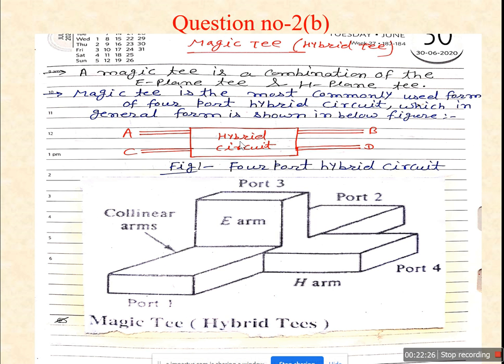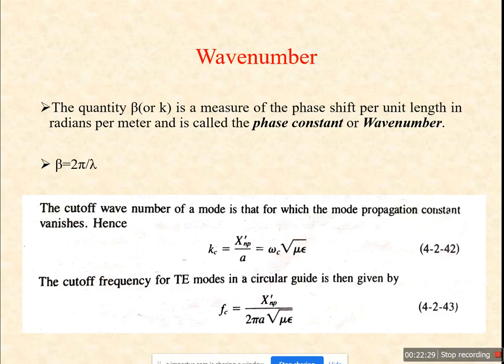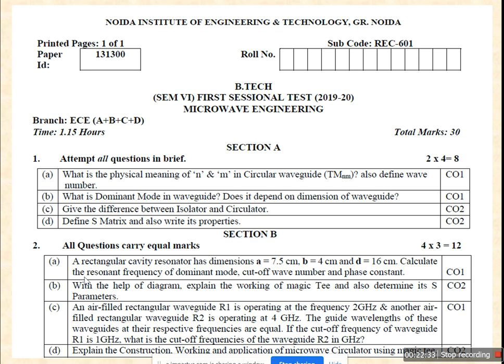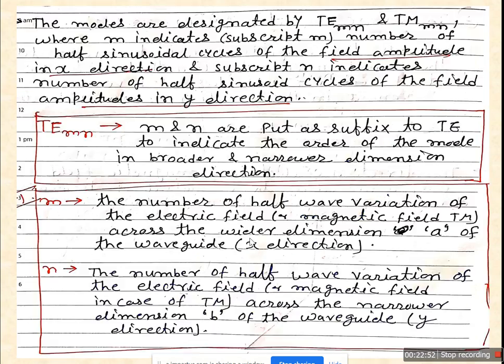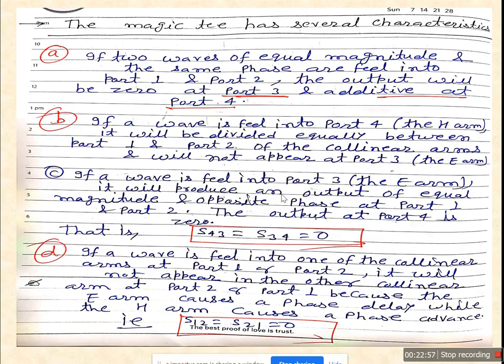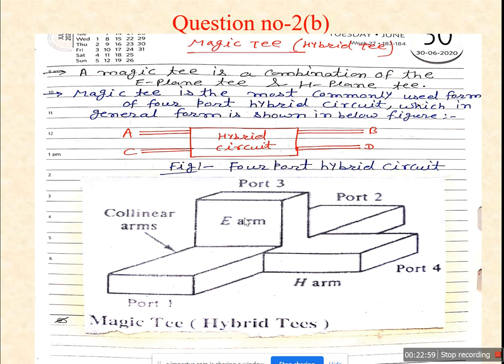Now the question number 2b. What is the question 2b? Let's see. 2b question is, with the help of diagram, explain the working of magic T and also determine its S parameter. They have asked about the working of magic T, also determine its S matrix. Let's see. This is the magic T.